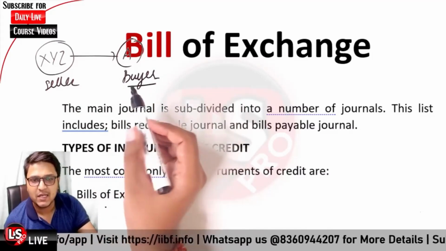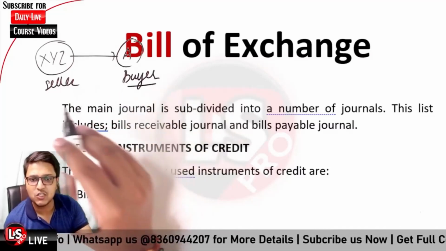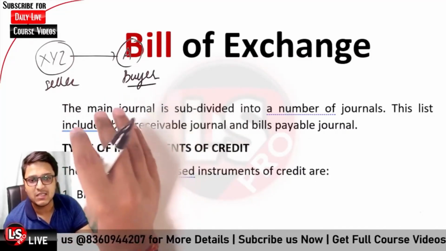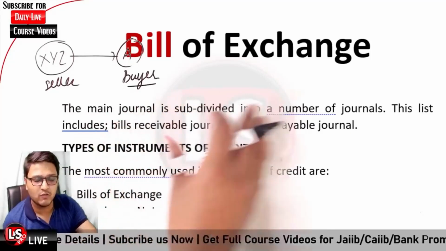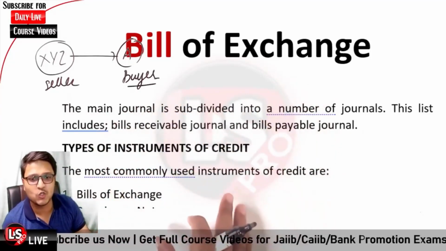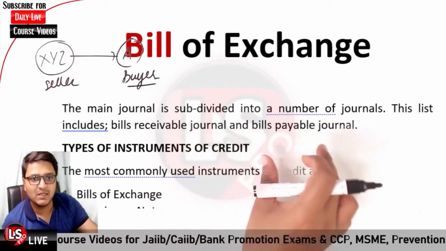It may be the case that he will pay the bill on presentation of the bill, or it may be the case that he is to pay after a particular period. It may be a usance bill. So we will be looking into the different scenarios. It could be regarding the bills receivable journal or the bills payable journal.